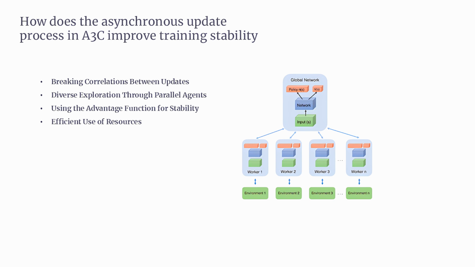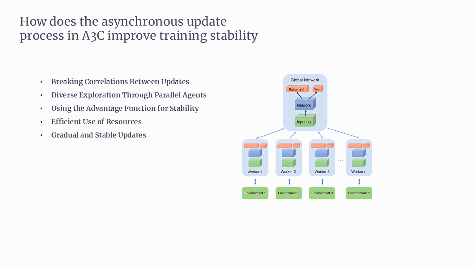Some reinforcement learning methods, like DQN, require a huge memory buffer to store past experiences, which can slow down training. A3C doesn't need to store past experiences because its agents are always collecting new data in real time. This makes it more memory efficient and avoids problems related to using outdated experiences. The fifth, gradual and stable updates.